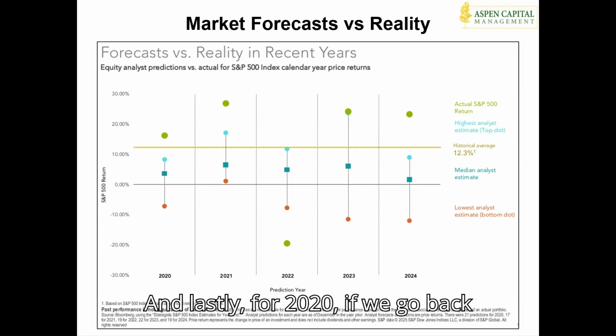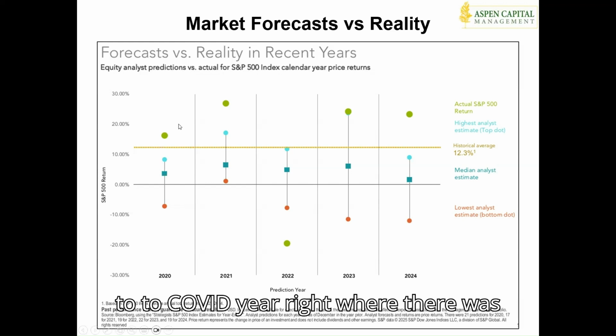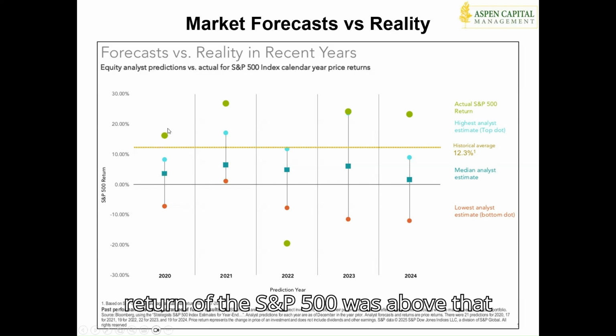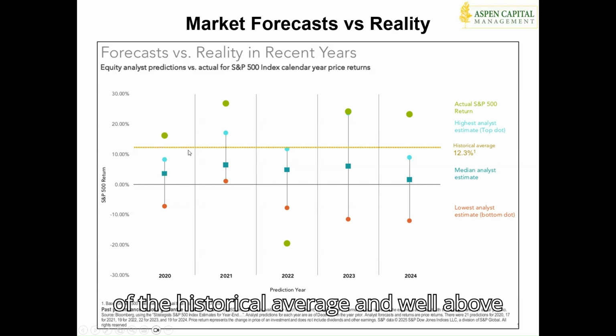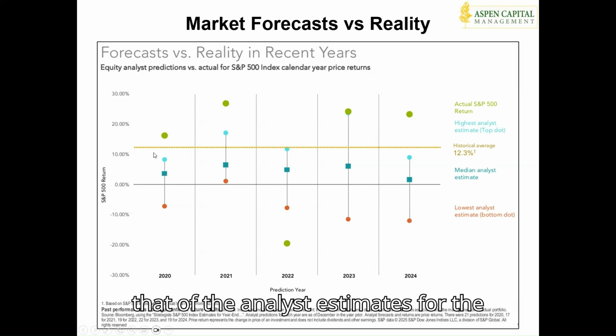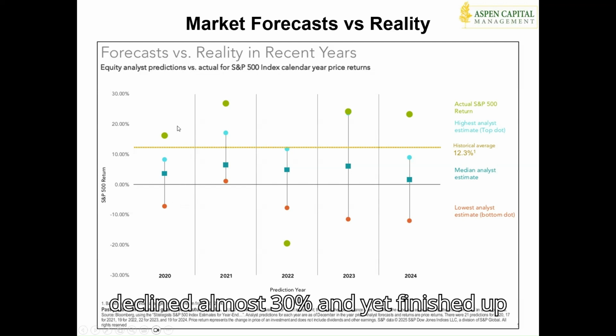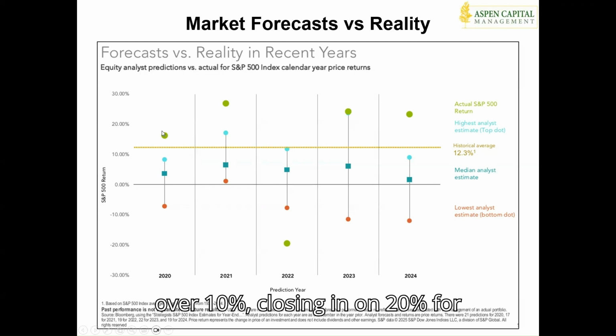And lastly, for 2020, if we go back to COVID year, right, where there was some significant volatility, the actual return of the S&P 500 was above that of the historical average and well above that of the analyst estimates for the year. And this was a year where in March of 2020, and within just 30 days, US markets declined almost 30%, and yet finished up over 10%, closing in on 20% for the year.